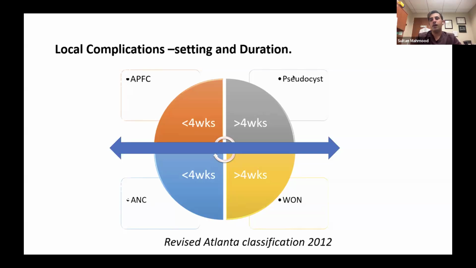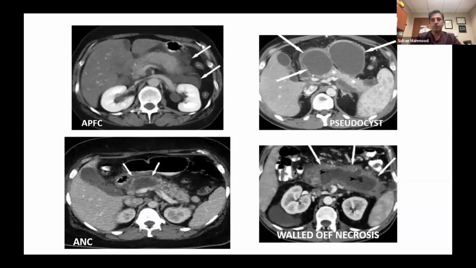Both of these conditions on the right side of the screen, the pseudocyst and the walled off necrosis, can be managed endoscopically. This is just a picture demonstration of these collections. In the top left image, that is the acute pancreatitis episode with all of that fluid and stranding around the pancreas. On the right side, it changes into this very homogeneous, clear collection, which is a pancreatic pseudocyst.